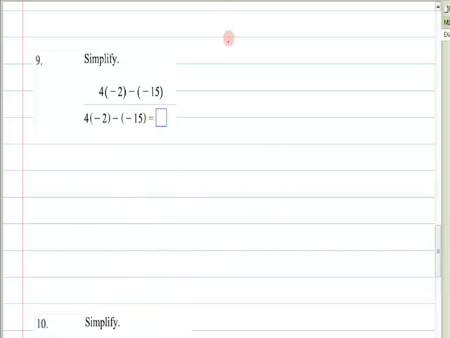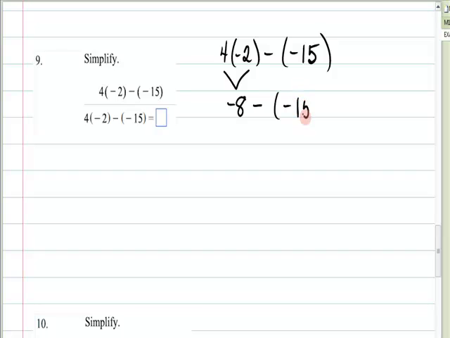Look at number 9. I have 4 times negative 2 minus parentheses negative 15. What are my operations? I have multiplication right here, and I have subtraction. I'm not going to go grab my pen because I'm supposed to do multiplication first. I don't do my keep, change, change till I'm actually working on the subtraction. I set positive 4 times negative 2, the rules for multiplication, so that will be a negative 8 minus negative 15. Now, this is subtraction.